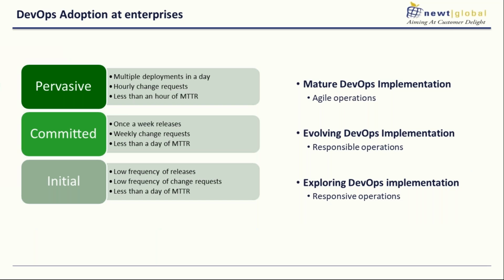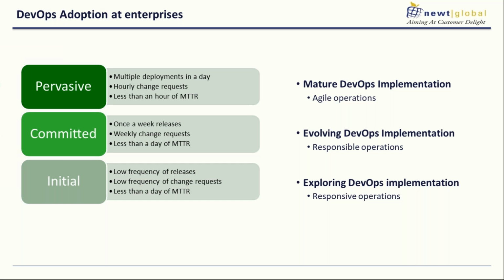From our perspective, we looked at DevOps adoption at different enterprises, and we call them initial adopters, committed adopters, and pervasive adopters. Basically, we are saying maturity on DevOps happens over a period of time, where typically if you're in the exploratory stage, you're looking at very low frequency of application releases, not too many change requests happening every other day, and you have a reasonable amount of time to get a product up and running if there is a failure.